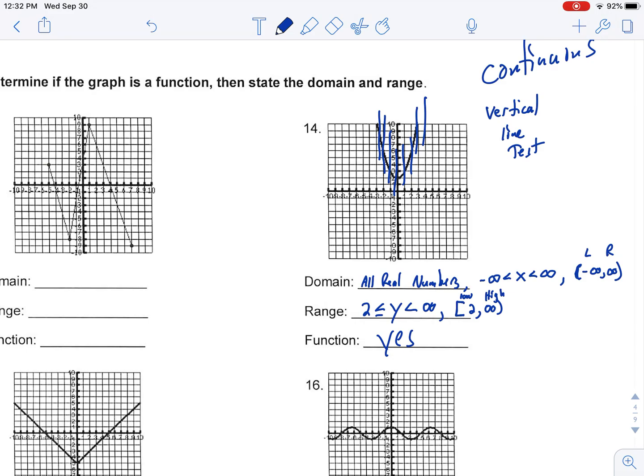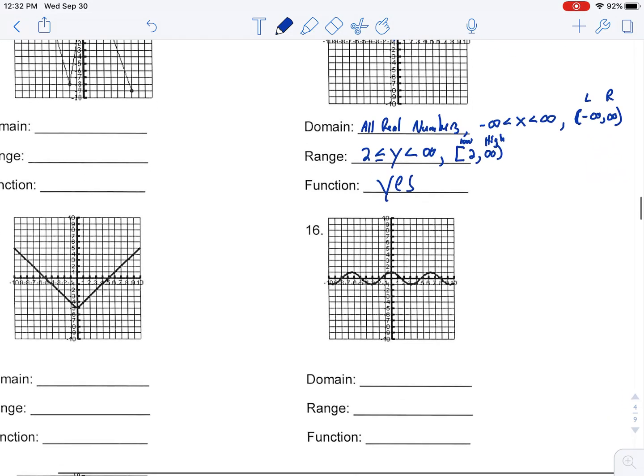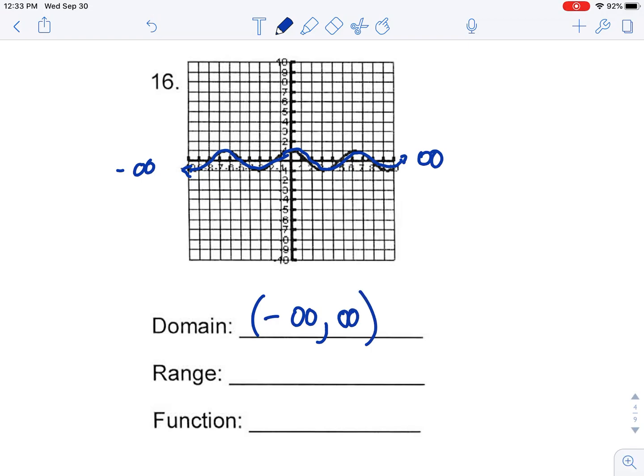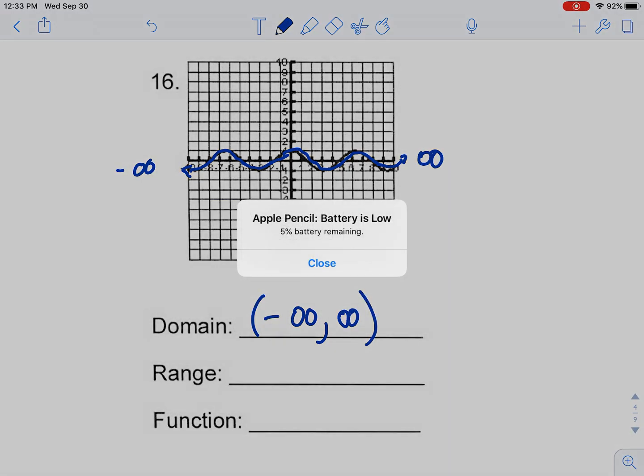Let's do a couple of these and I'll come back to this just to make sure you understand. Hearing it explained one time is not enough, but we've got lots of examples here. Okay, so number 16, the domain. This is a wave, and it basically continues this pattern forever. So our domain, how far to the left and how far to the right does this graph go? To the left, it goes to what we call negative infinity, and to the right, it goes to positive infinity. You could again call this all real numbers if you wanted to.